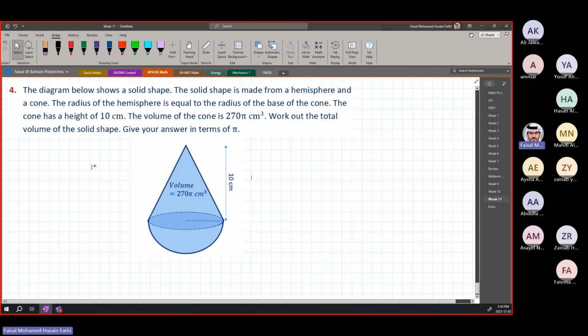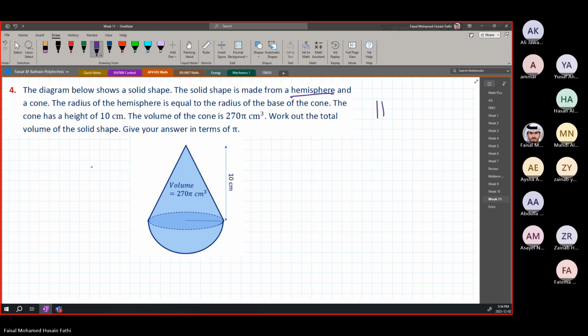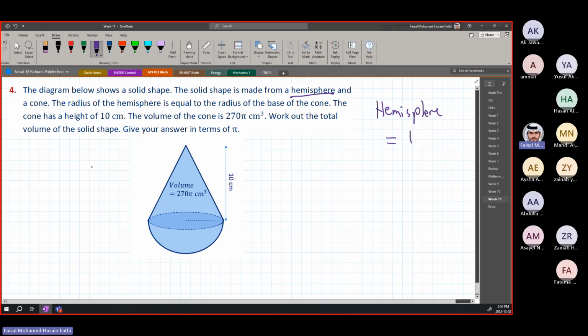Hemisphere is half a sphere. So hemisphere is equal to half sphere. In other words, if you want to find the volume of a hemisphere, it's equal to half the volume of a sphere. Okay? So the volume of a hemisphere is 1 over 2 times 4 over 3 pi r cubed. Done.